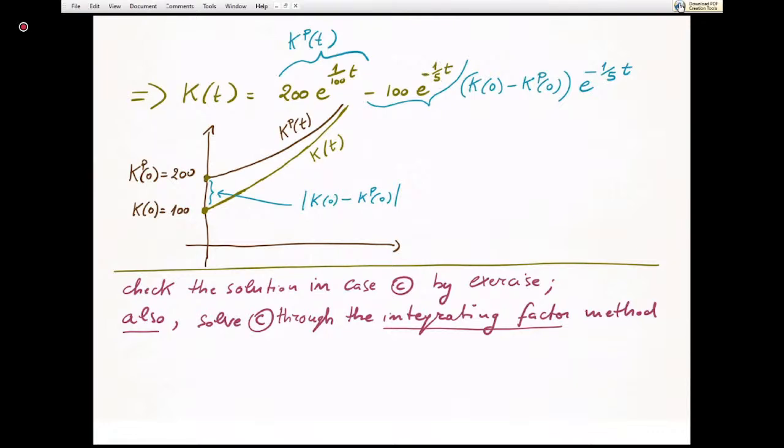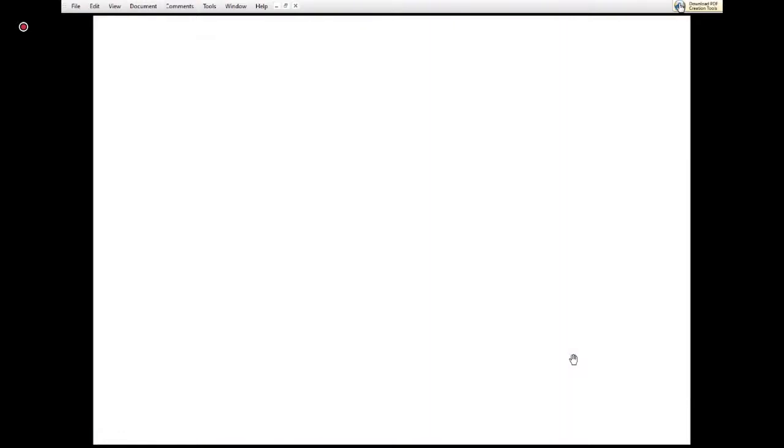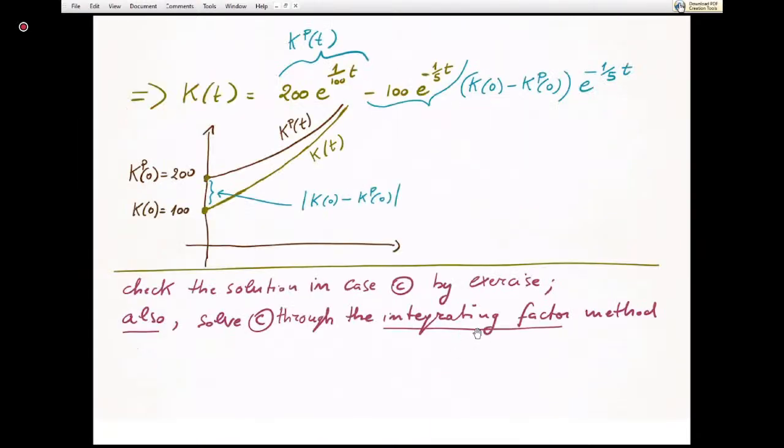This is the solution method called the method of undetermined coefficients. Then you can also try to solve it as an exercise using the integrating factor method. And of course, you have to obtain the same solution.